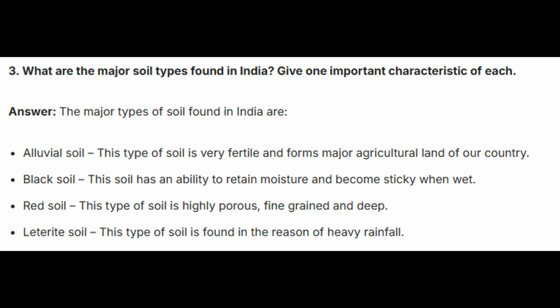Third, what are the major soil types found in India? Give one important characteristic of each. Answer. The major types of soil found in India are, first, alluvial soil. This type of soil is very fertile and forms major agricultural land of our country. Second, black soil. This soil has an ability to retain moisture and becomes sticky when wet. Third, red soil. This type of soil is highly porous, fine grained, and deep. Fourth, laterite soil. This type of soil is found in the region of heavy rainfall.